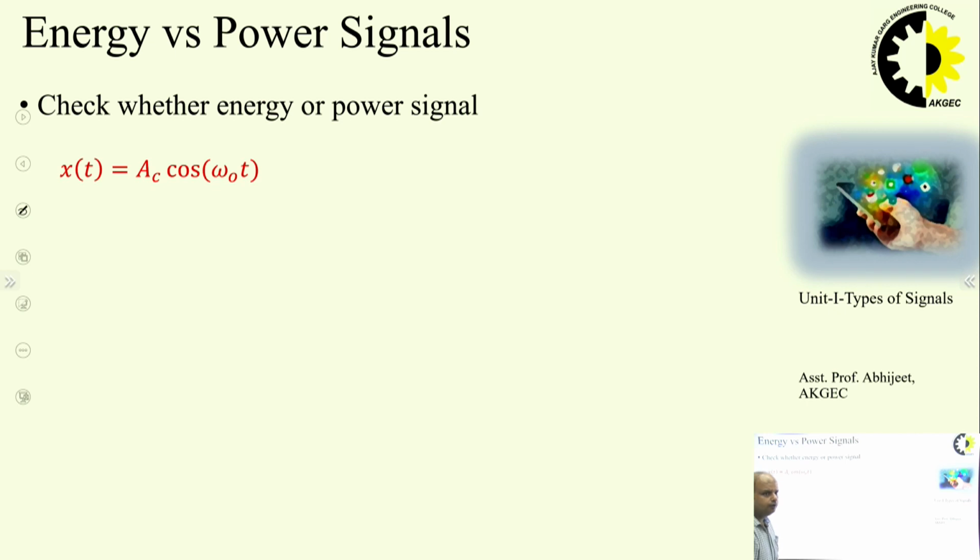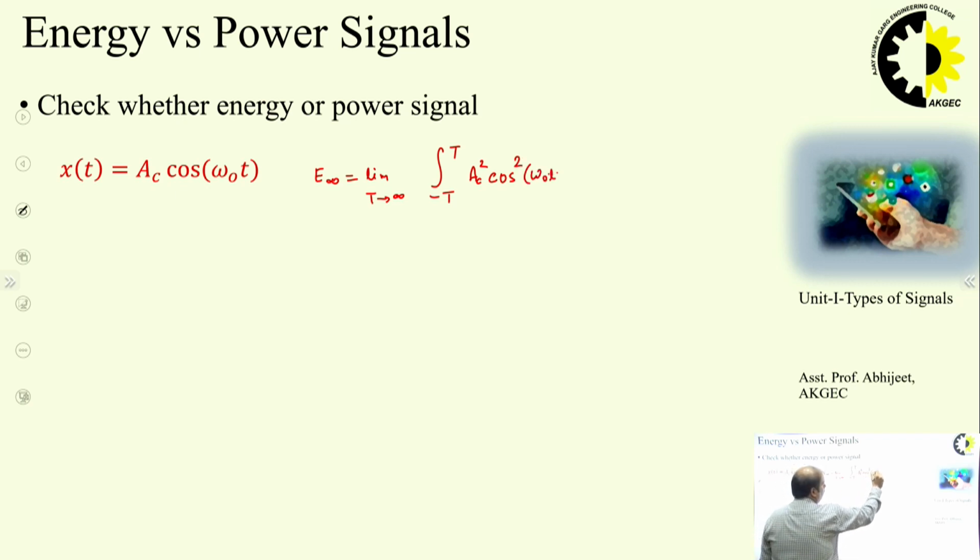Again, we can also evaluate the same for a cosine. So how does this calculation go? If we evaluate the energy content of the signal, it will be the limit capital T tends to infinity of the integral from minus T to plus T of A C square. Remember it is mod x(t) square, but in this case there is no requirement of mod, it is a real quantity. So cos square omega naught t dt. This integration cannot be performed at this stage. We'll use a trigonometric identity.